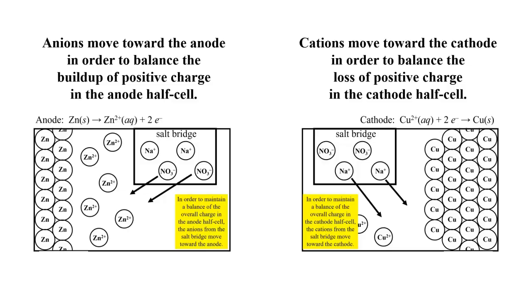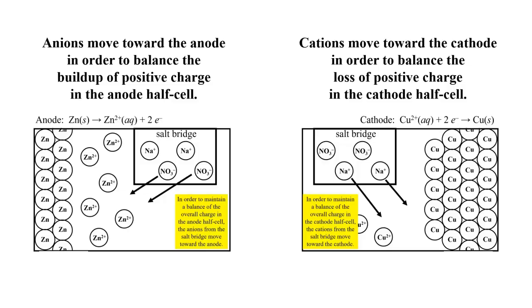There's also a maintaining of charge balance for the flow of the cations. On the right side of the slide, you can see that the cations, or the positive ions, move toward the cathode half cell, and that's where reduction occurs. In that particular half cell, there's a loss of positive charge associated with the process of reduction. So the positive ions are moving toward the cathode to maintain charge balance.